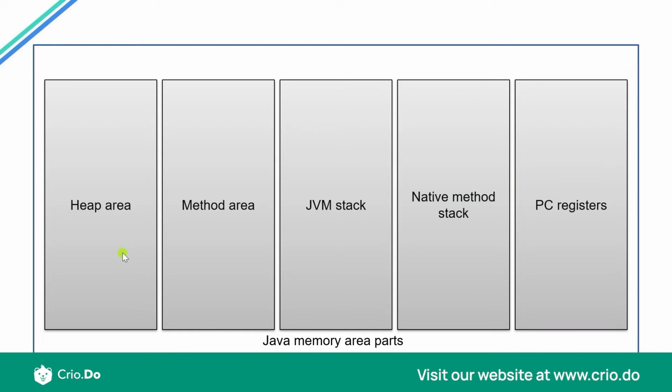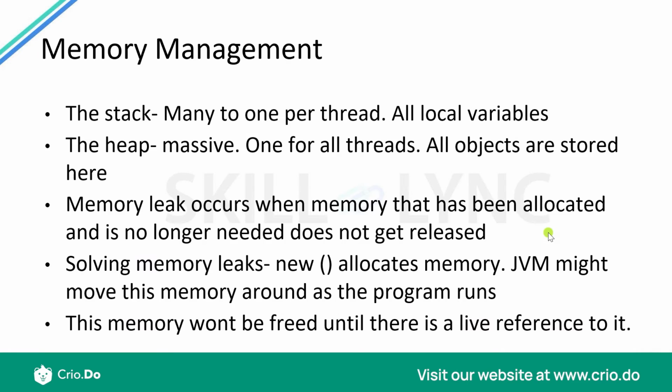So Java has a couple of memory parts. You would have the heap area, you would have the method area, you would have the stack, you would have a native method stack, and you would have all the program counter registers also stored. Now, memory management is an important thing in Java because sometimes we may land into problems working with memory.